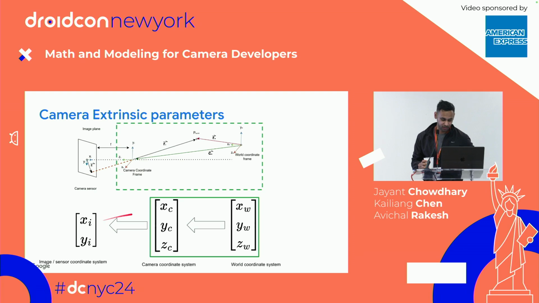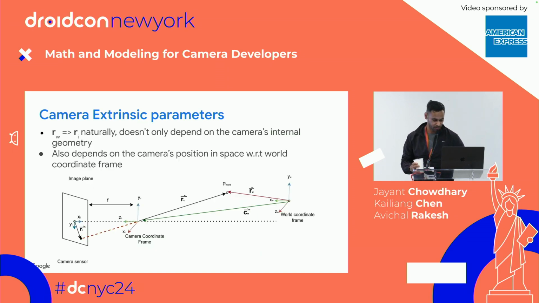Now, if we think about it, if we figure out the transformation which goes from xw, yw, zw to xc, yc, zc, then we pretty much got it, right? Because we already know the transformation from xc, yc, zc, which is basically the 3D point in the camera coordinate system, to the sensor 2D image coordinate. And naturally, the transform which makes the point go from world coordinates to camera coordinates does not only depend on the camera parameters. It depends on where your camera is in the world itself.